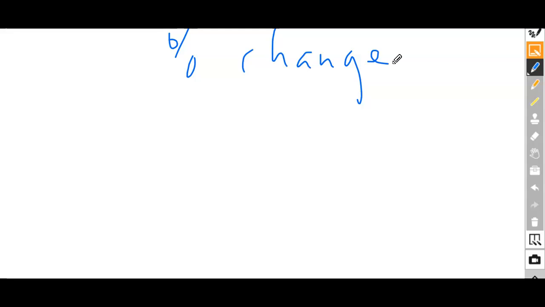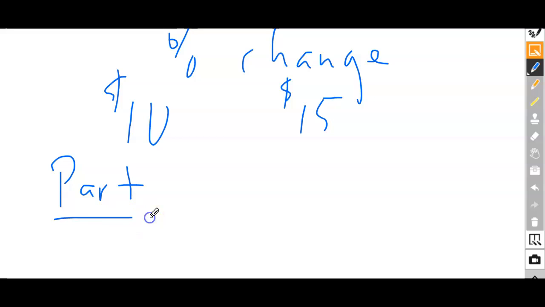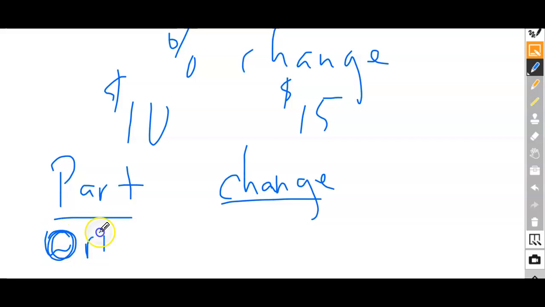So let's say that yesterday I had $10, today I have $15. So what is the percent change? So the part in this case will be the change or the difference. And then this would be the original.